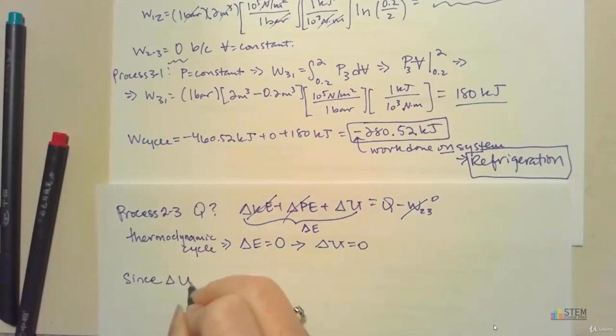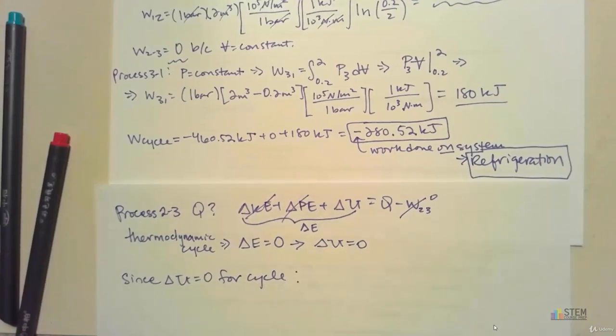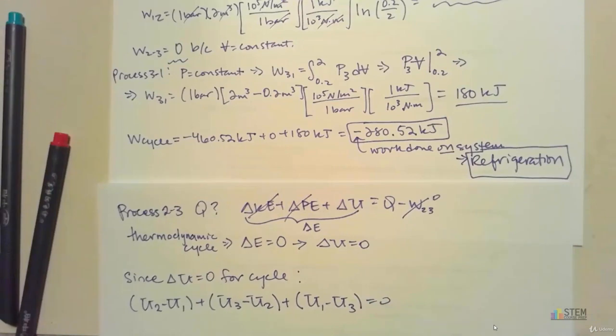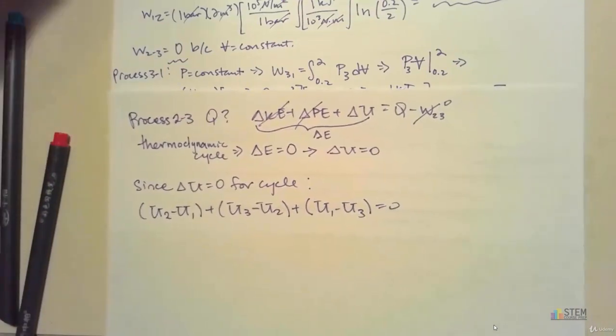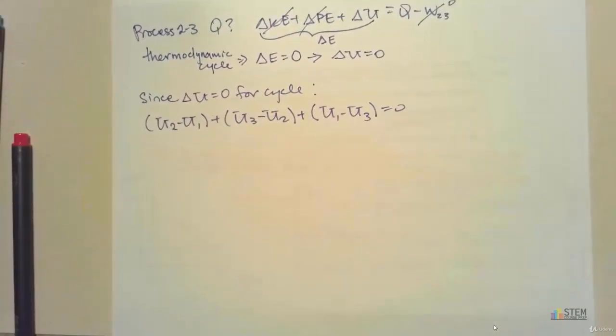All right, since delta U equals 0 for the cycle, not the process, but the whole cycle, so going from 1 back to 1, then we can write that U2 minus U1 plus U3 minus U2 plus U1 minus U3 equals 0. Now this is going to give us another equation we can use. So that's always helpful anytime we get another equation. So let's move that out of the way. Okay. Now we've got this.